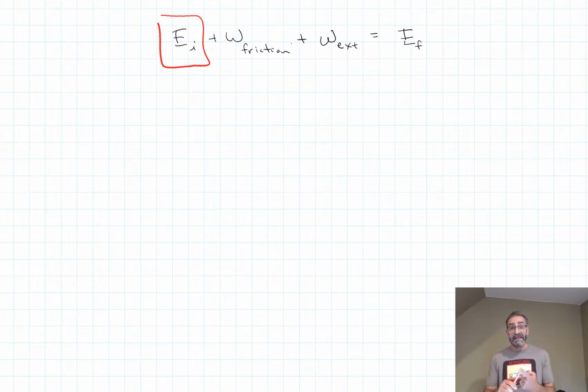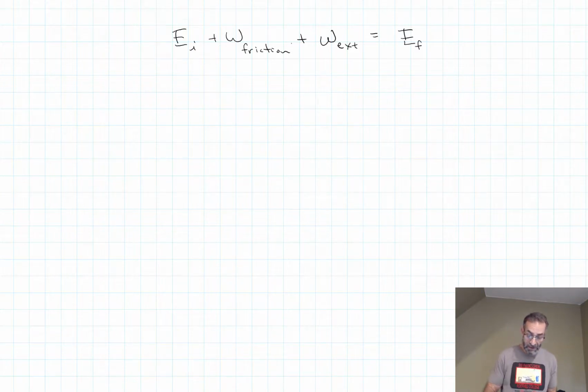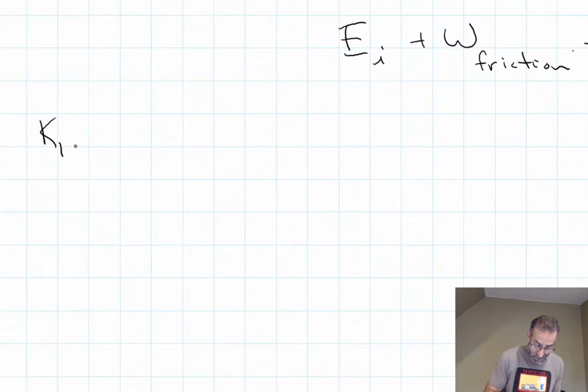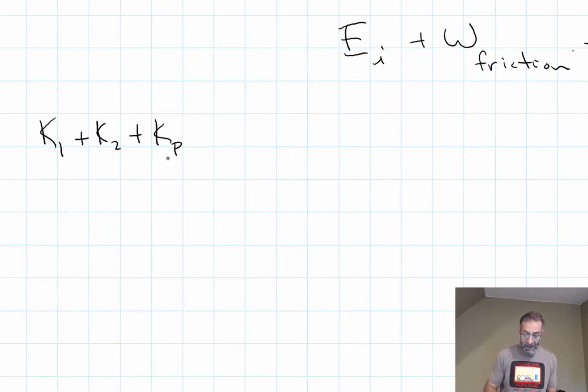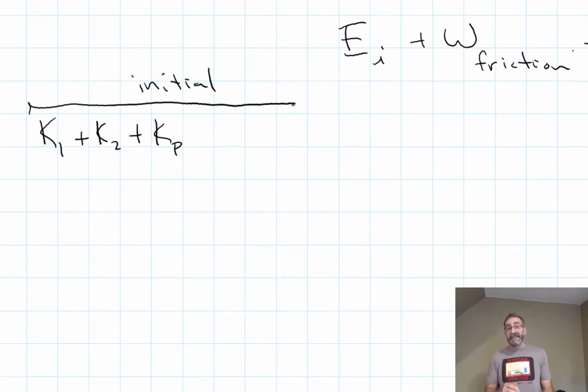What do I mean by mechanical energy? Well, that could be kinetic energy, gravitational potential energy, or spring potential energy. So let's start out with kinetic energy. I know that every mass in my system could have kinetic energy. I could have kinetic energy for mass 1, kinetic energy for mass 2, kinetic energy in the pulley. These are all at the beginning, the initial point in my problem.